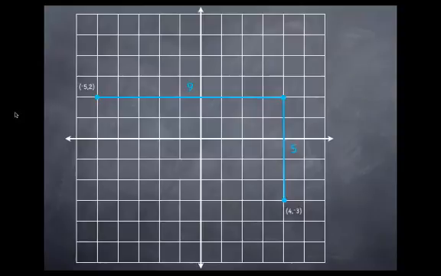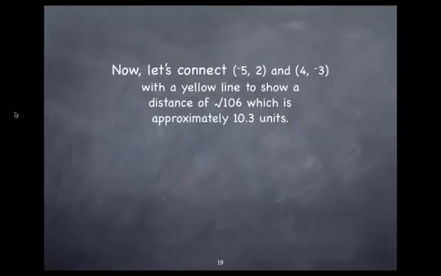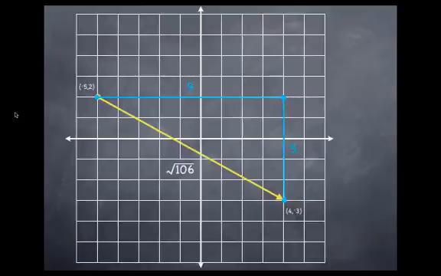And if we connect the point negative 5, 2 to 4, negative 3 with a yellow line, it's going to show a distance of square root of 106, or approximately 10.3.